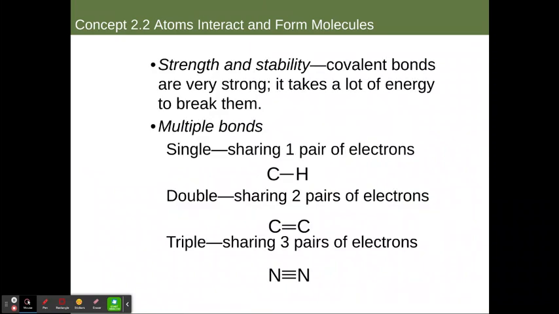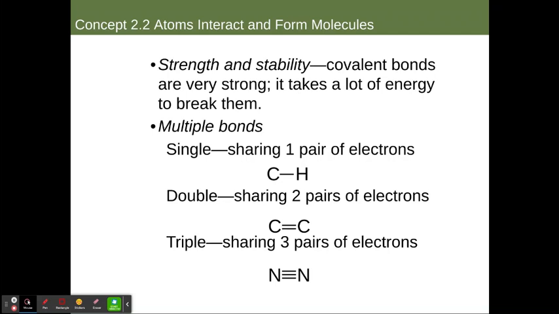Okay, so the strength or the stability of covalent bonds also vary. Covalent bonds are very strong, and it takes a lot of energy to break them. Think of things exploding. If we go back to hydrogen gas, it is incredibly explosive. If a flame is exposed to it, it immediately ignites, and that is those bonds actually separating.